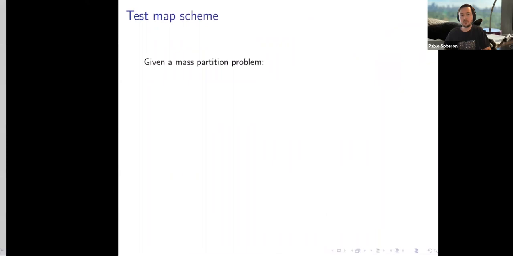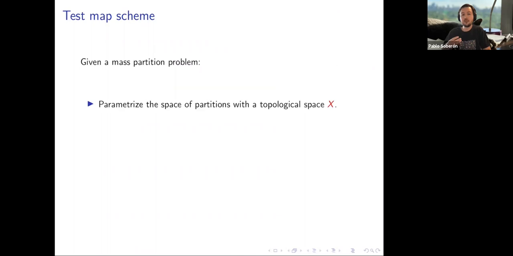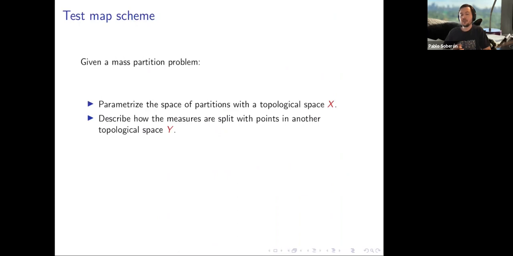This is related to, if we want to do this in general, what we call the test map scheme. It's a very standard and useful way of approaching mass partition problems. We're going to abstract a bit what we were doing in that proof. You are given a mass partition problem, and what you do is you parameterize the space of partitions with a topological space X, a sphere in this case. Then you take another topological space Y, which is going to help tell you how you're splitting the measures. In this case, it was our real space of dimension D minus one. This induces a natural map from X to Y: if I give you a partition, you tell me how the measures are going to be split.